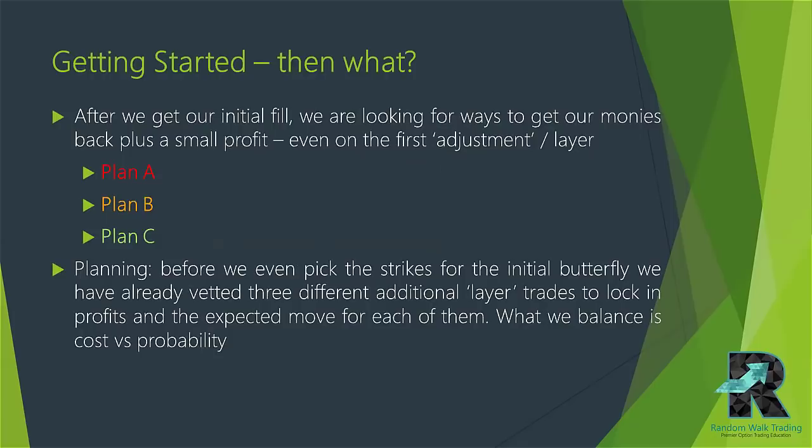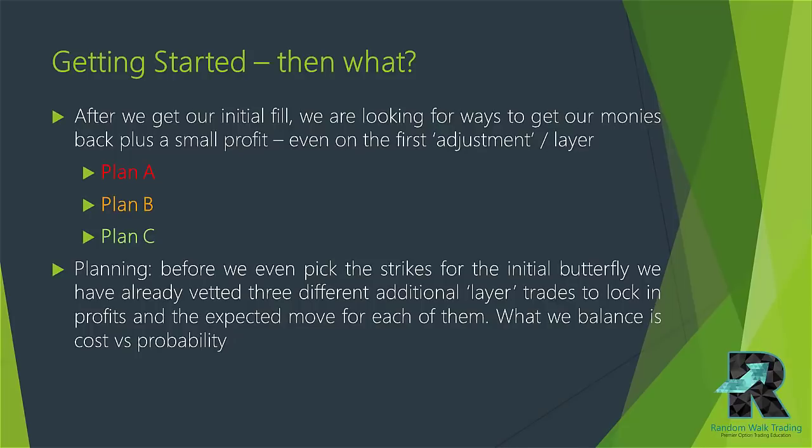So getting started, the then and what. After we get the initial fill, which is typically that Venus butterfly, which we'll look at, we're looking at ways to get our monies back plus a small profit. So again, if I buy a $1 butterfly, and I'm going to sell a vertical inside the butterfly, I'm going to sell it for at least $1.25, $1.50. So that first vertical, or whatever plan A, plan B, or plan C is, is going to help pay for the initial debit.